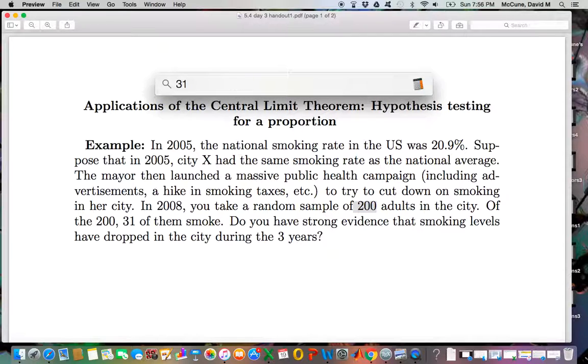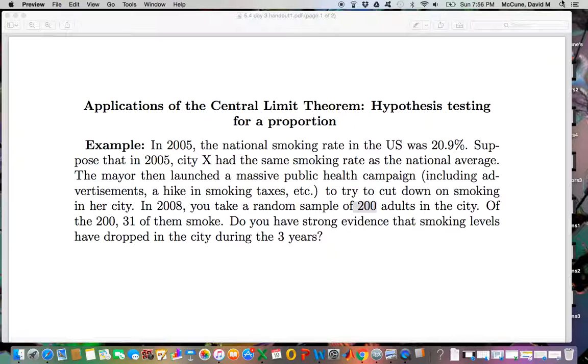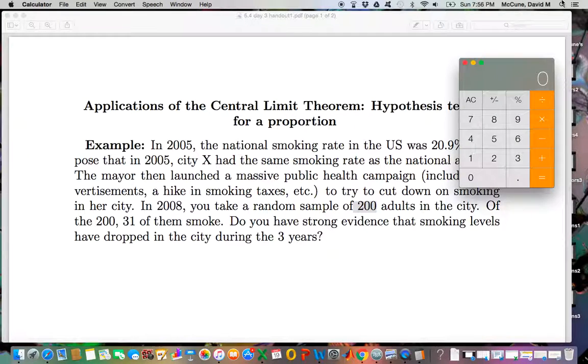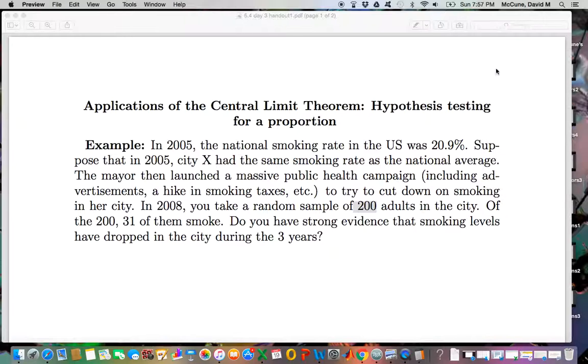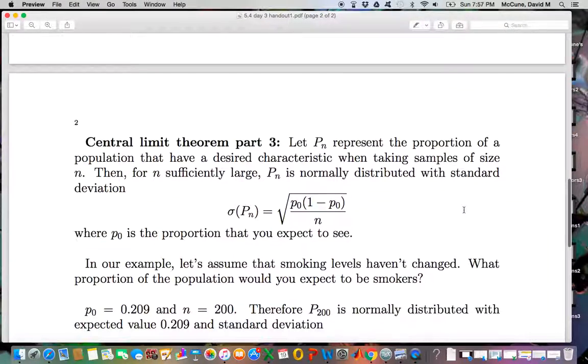And before I do that for you, let me just bring up the calculator here. So 31 out of 200. That's a smoking rate of 15.5% in your sample. That number is lower than 20.9%. So on the surface, you do have evidence that smoking levels dropped. The question is just, is it low enough? What's the probability you see a proportion like this given this data and given the claim of 20.9%? Okay, so let's look at that.